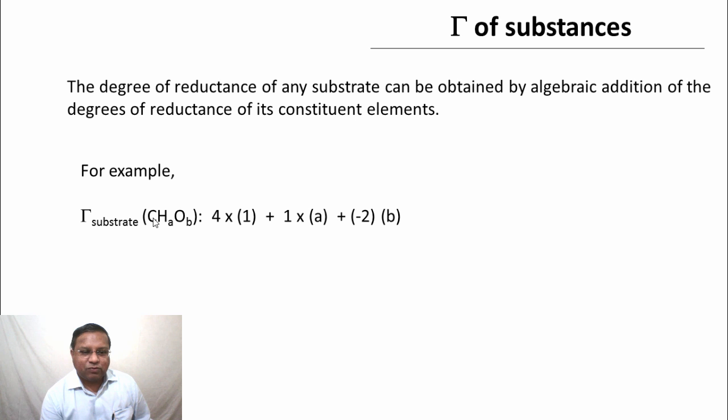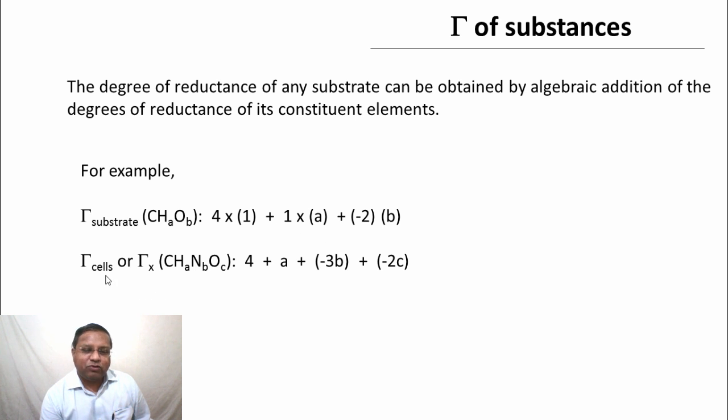Therefore, this has 1 carbon, 4 into 1, the degree of reductance of carbon is 4, therefore 4 into 1, plus the degree of reductance of hydrogen is 1, it has A atoms of hydrogen, so 1 into A, and the degree of reductance of O is -2, and the number of atoms is B, so -2 into B. So that will turn out to be 4 plus A minus 2B.